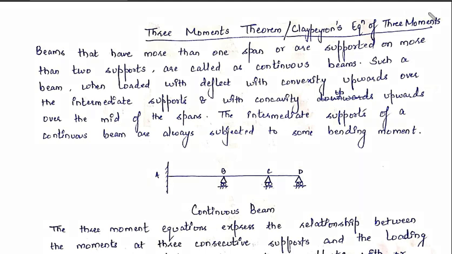Now, whenever any type of vertical loading acts on the continuous beams, the deflection pattern of the continuous beams is something like this. So if you look at this deflection pattern, you will see that hogging is produced at the intermediate supports and sagging is produced over the mid spans. This hogging and sagging clearly reflects that hogging bending moment will be produced at the intermediate supports, while the sagging bending moment will be produced at the middle of the spans.